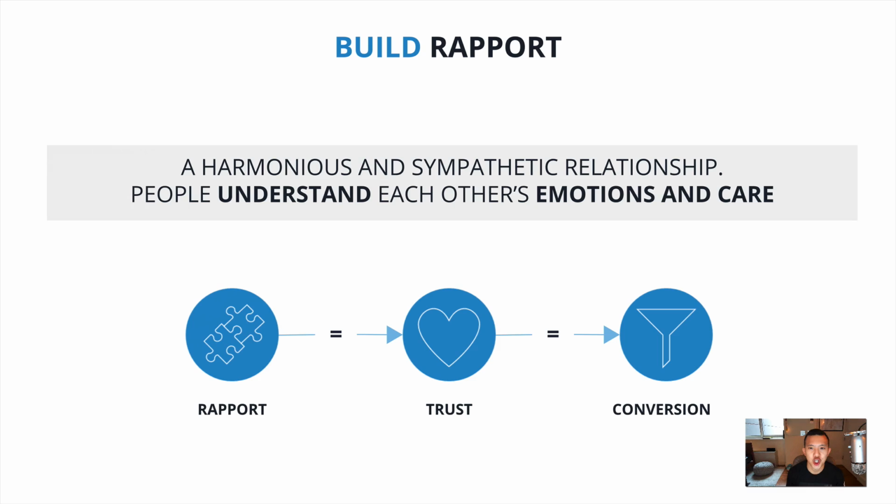Another tactic for conversion is to build rapport. What is rapport? A harmonious and sympathetic relationship. People understand each other's emotions and care. So how do I explain rapport? I just came back from Traffic Conversion Summit and I met someone and we were talking business, and later on the topic came up and I found out he's a black belt in jiu-jitsu and I do jiu-jitsu, and we spent literally the next hour and a half just talking about jiu-jitsu. And by the time we left, we had a lot of rapport with each other.